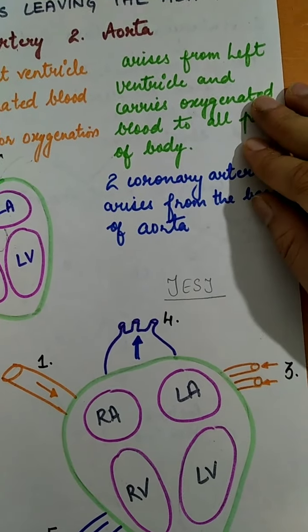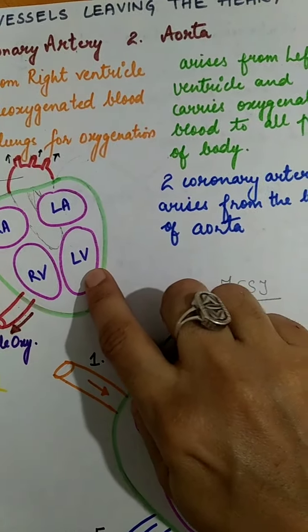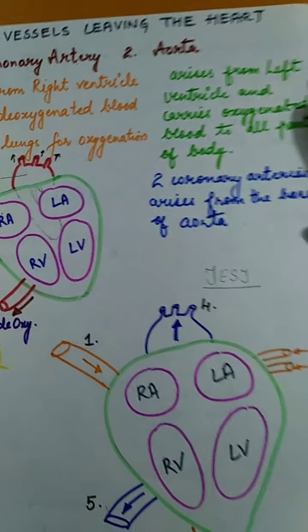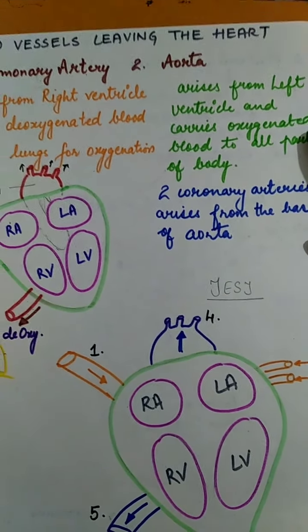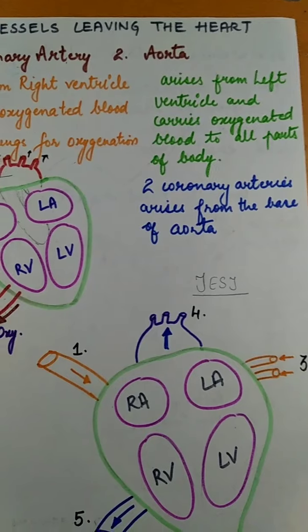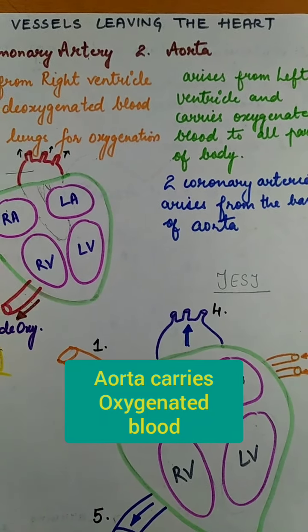Now we talk about the aorta. It arises from this left ventricle. I have joined it so that, again, it is easier for you to understand. So it arises from the left ventricle, and it carries the oxygenated blood to all the parts of the body.